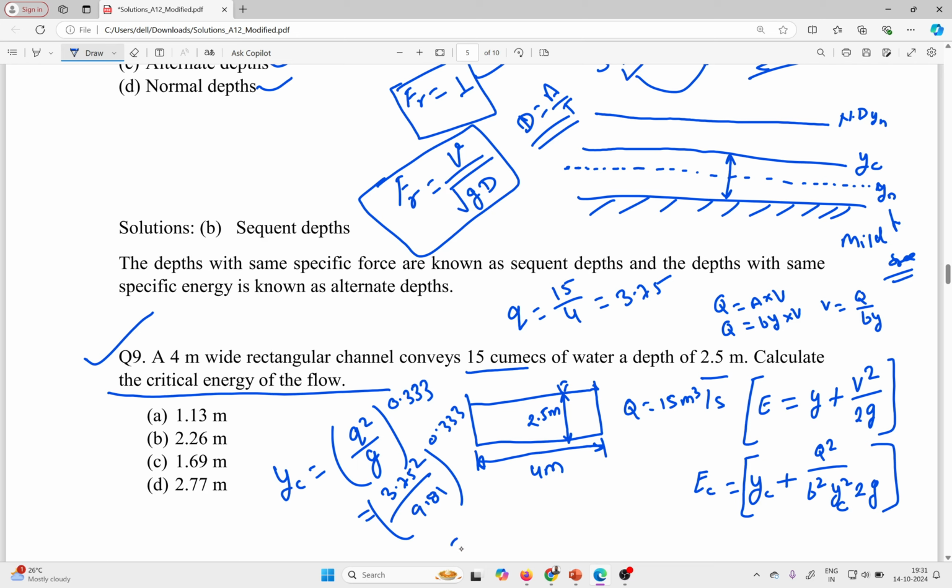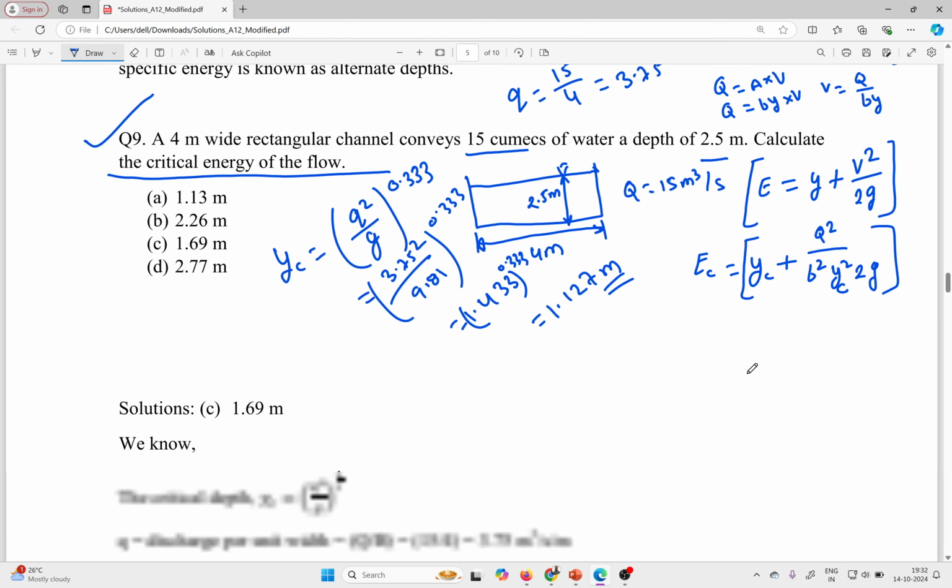So your 1.433 power 0.33. It will come around 1.127 meter. Now you need to put here.